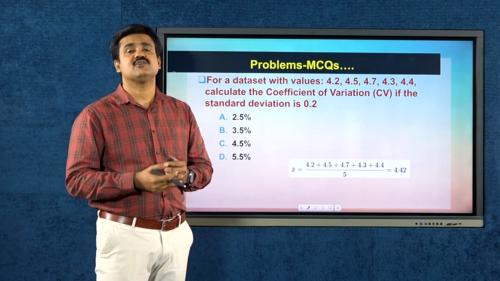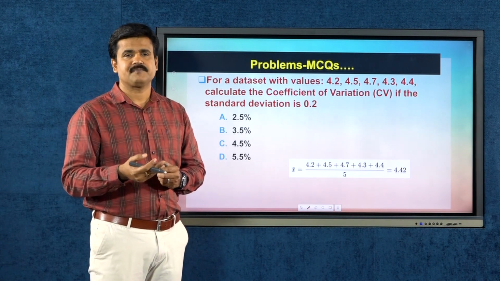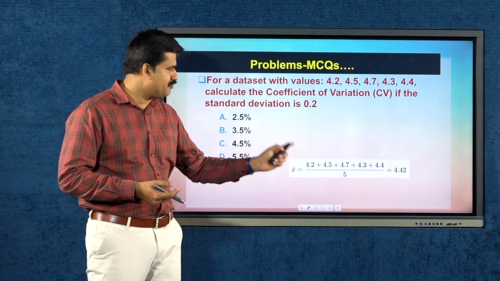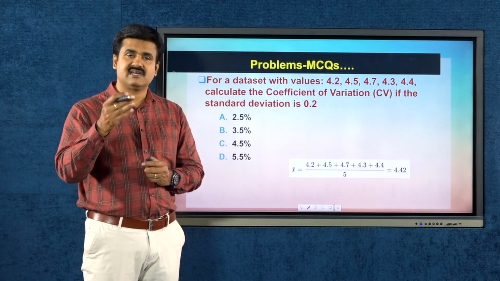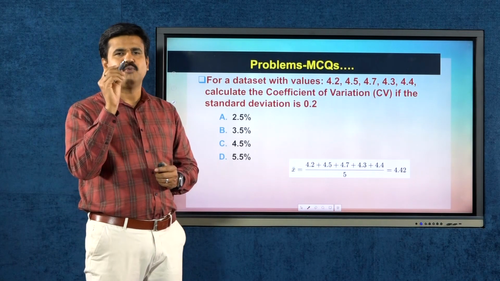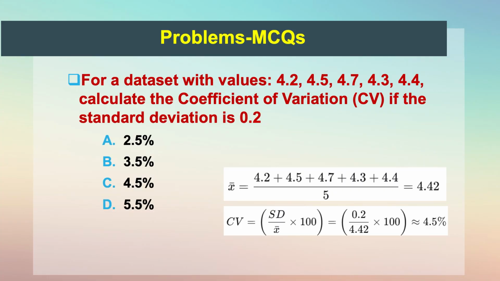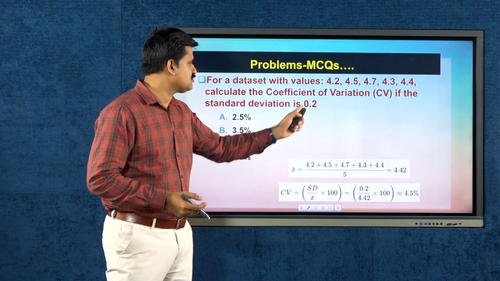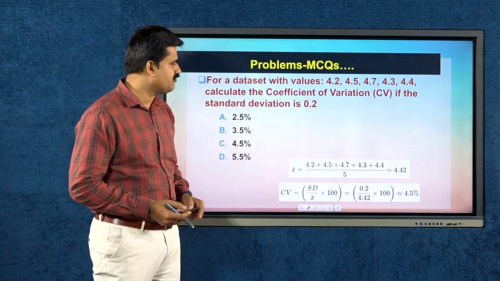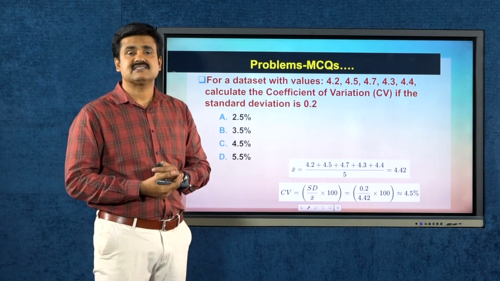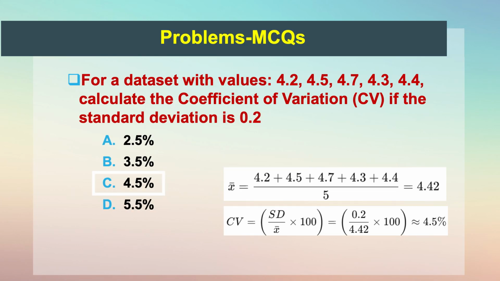So, calculate the coefficient of variation. What is the coefficient of variation? It is the relative standard deviation multiplied by 100. The standard deviation here is 0.2. 0.2 divided by the mean, that is 4.42, will give you the relative standard deviation. So, you do 0.2 divided by 4.42 and then multiply by 100. You will get the coefficient of variation equal to 4.5%. The RSD percentage is called the coefficient of variation. Hence, the right answer to this problem is option C, that is 4.5%.